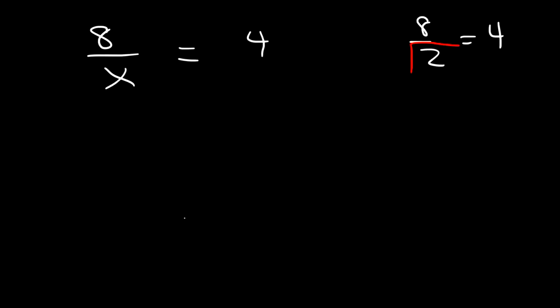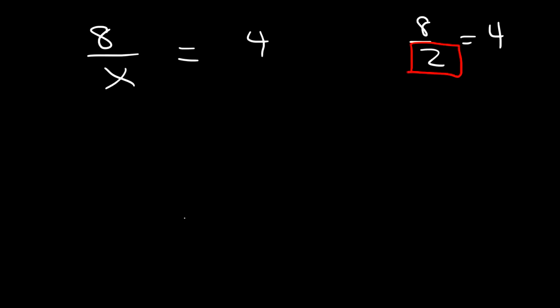Now, what if we had a fraction, but this time x is in the denominator of the fraction instead of the numerator, the top portion of the fraction? So what do you think we need to do in this case? Well, let's do it mentally. 8 divided by what number is 4? Well, we know that 8 divided by 2 is 4. So therefore, x has to be equal to 2.